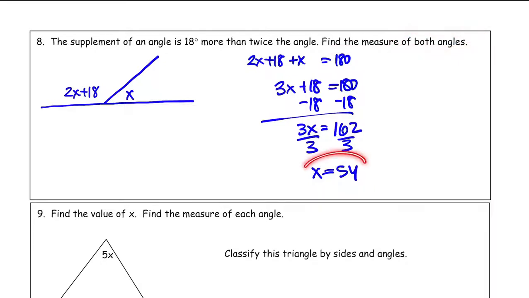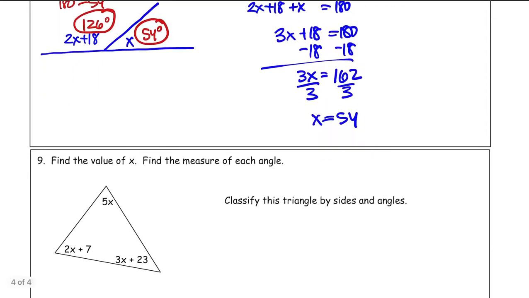Okay, so I'm not done, but I'm going to use this 54. You can plug it in there, or I can do 180 minus whatever that is, which is what I'm going to do. X is 54. So this angle here is 54 degrees. And then I'm going to take 180 minus 54, and that's going to be 126. So notice I found the measure of both. I put them in the diagram, completed the question. Moving on.